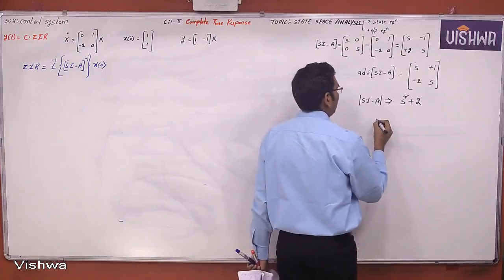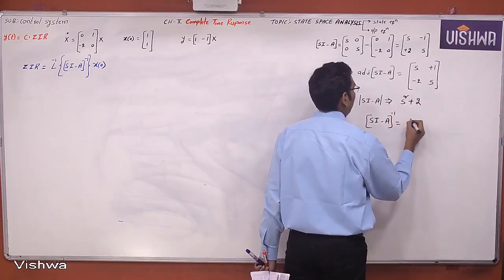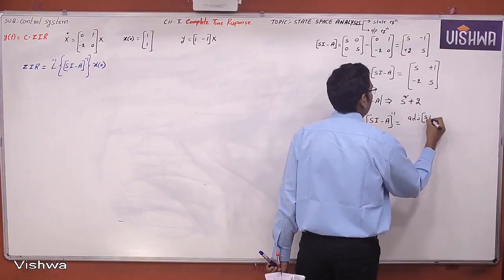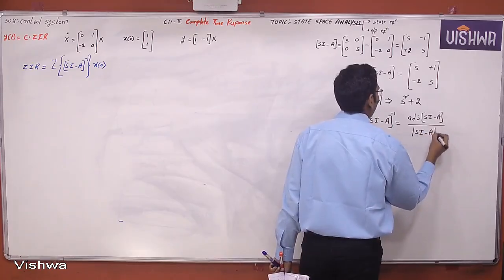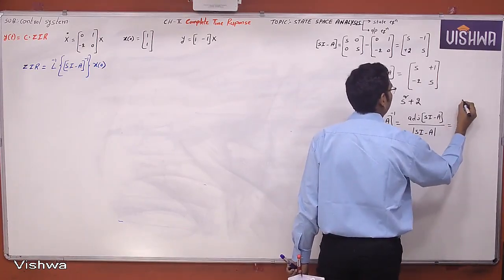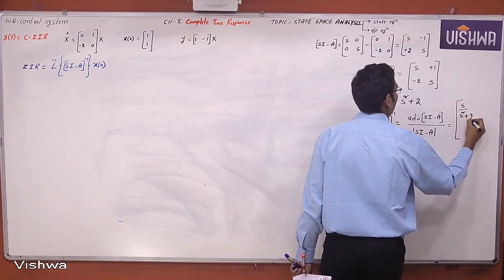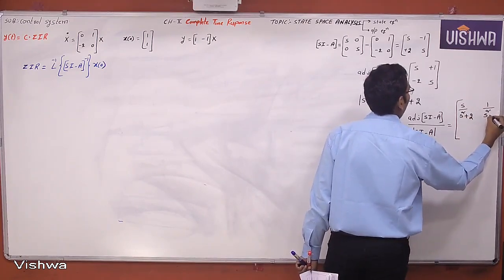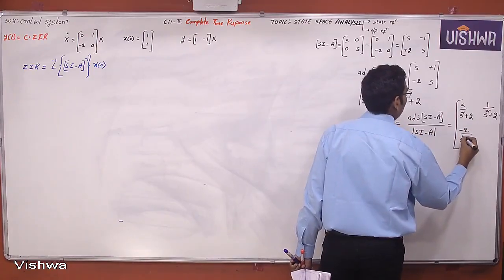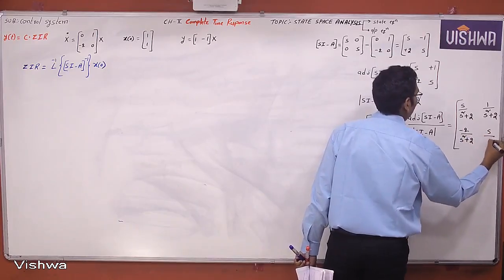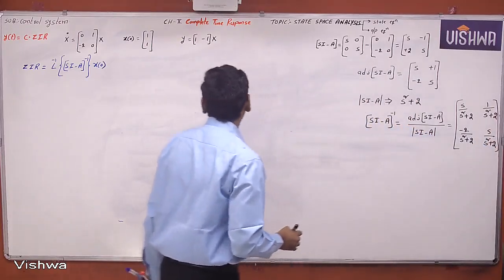Now, what is (sI minus A) matrix inverse? (sI minus A) inverse is equal to adjoint of (sI minus A) by determinant of (sI minus A), which is equal to s by s square plus 2, 1 by s square plus 2, minus 2 by s square plus 2, s by s square plus 2. This is finally (sI minus A) matrix inverse.